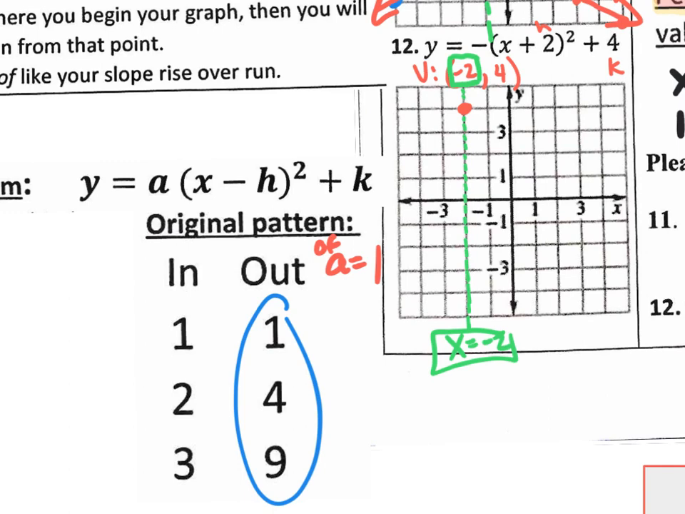So we are going to go from the vertex 1 over, 1 down. We're going to put a dot right there. Going to go back to the vertex, go 2 over, 4 down. It's going to be down there right on the origin itself. Then you're going to go back to the vertex, and you're going to go 3 over, 9 down. That's 1, 2, 3, 4, 5, 6, 7, 8, 9, right on the edge.